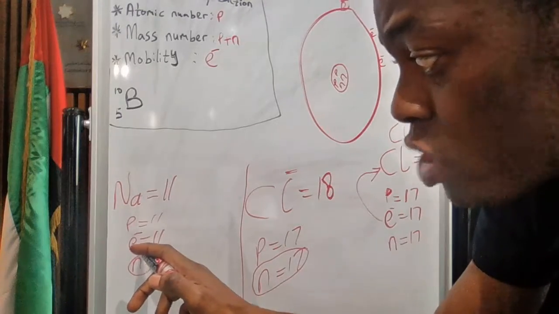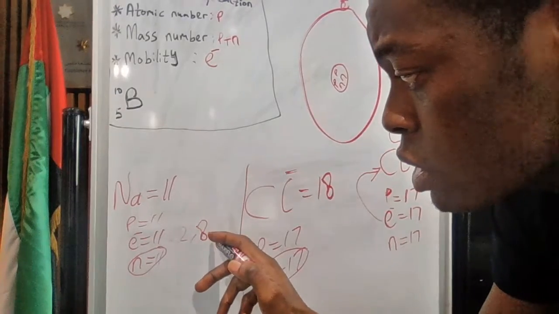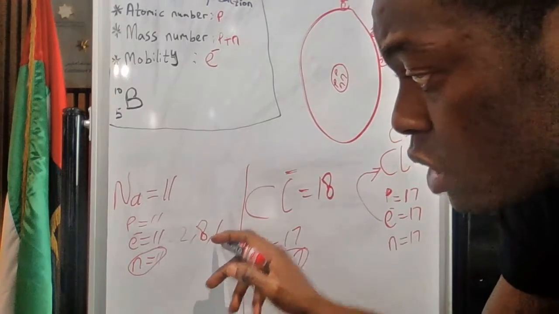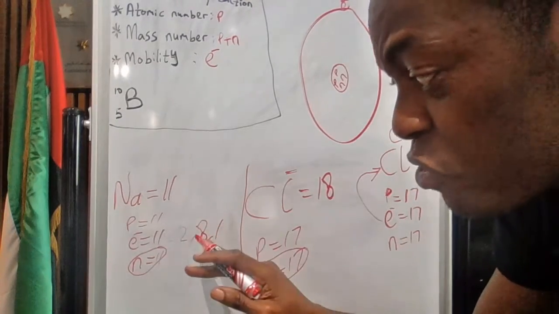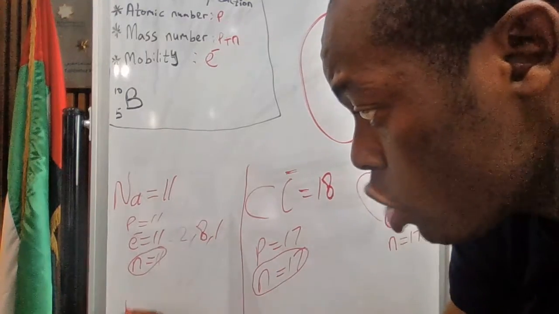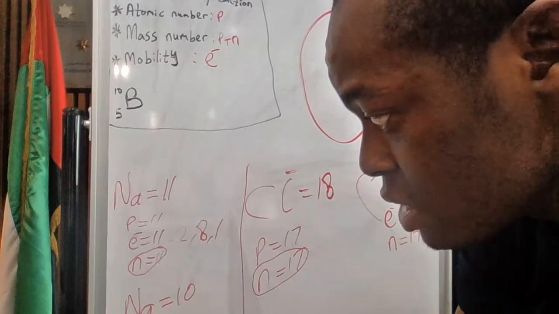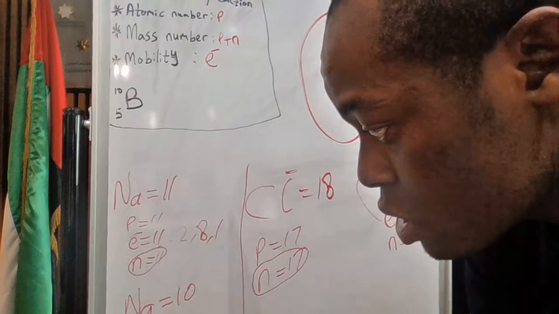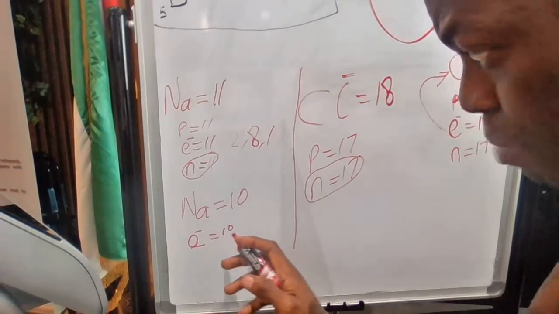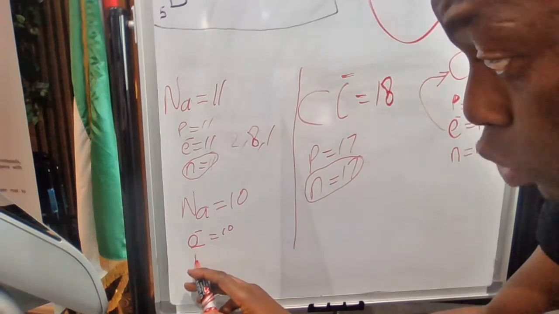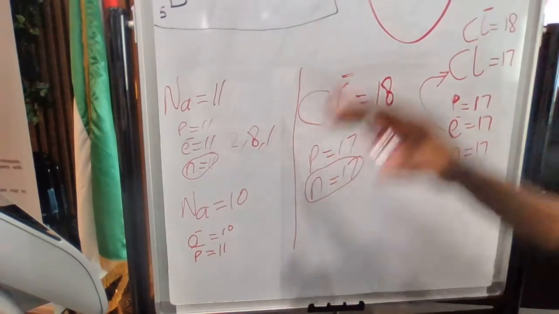So here, the electronic configuration for sodium, element 11, will be 2, 8, 1. That is, 1 electron can go out. It's very easy for sodium to lose 1 electron. So if sodium is losing 1 electron, sodium will now become 10. That is, the E minus is 10. Then the proton still remains as what? 11, because nothing has left the proton inside.